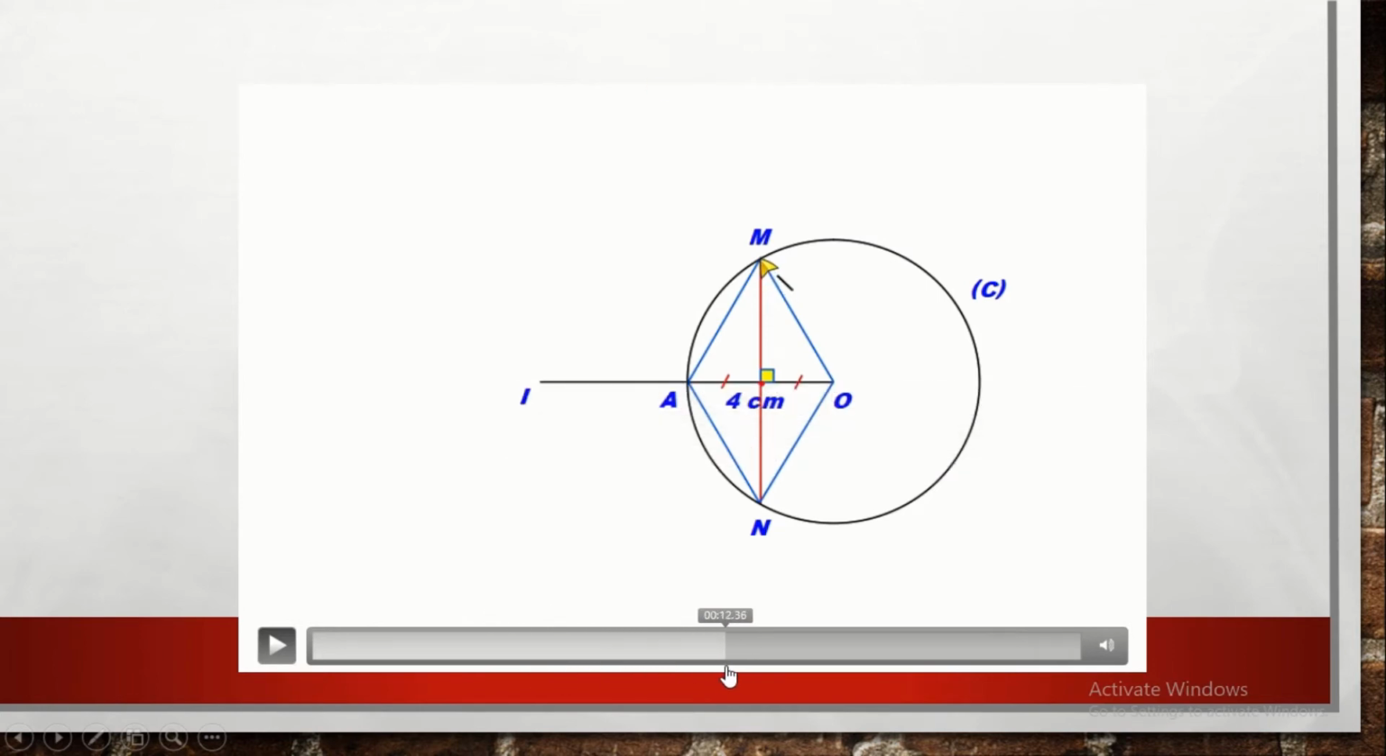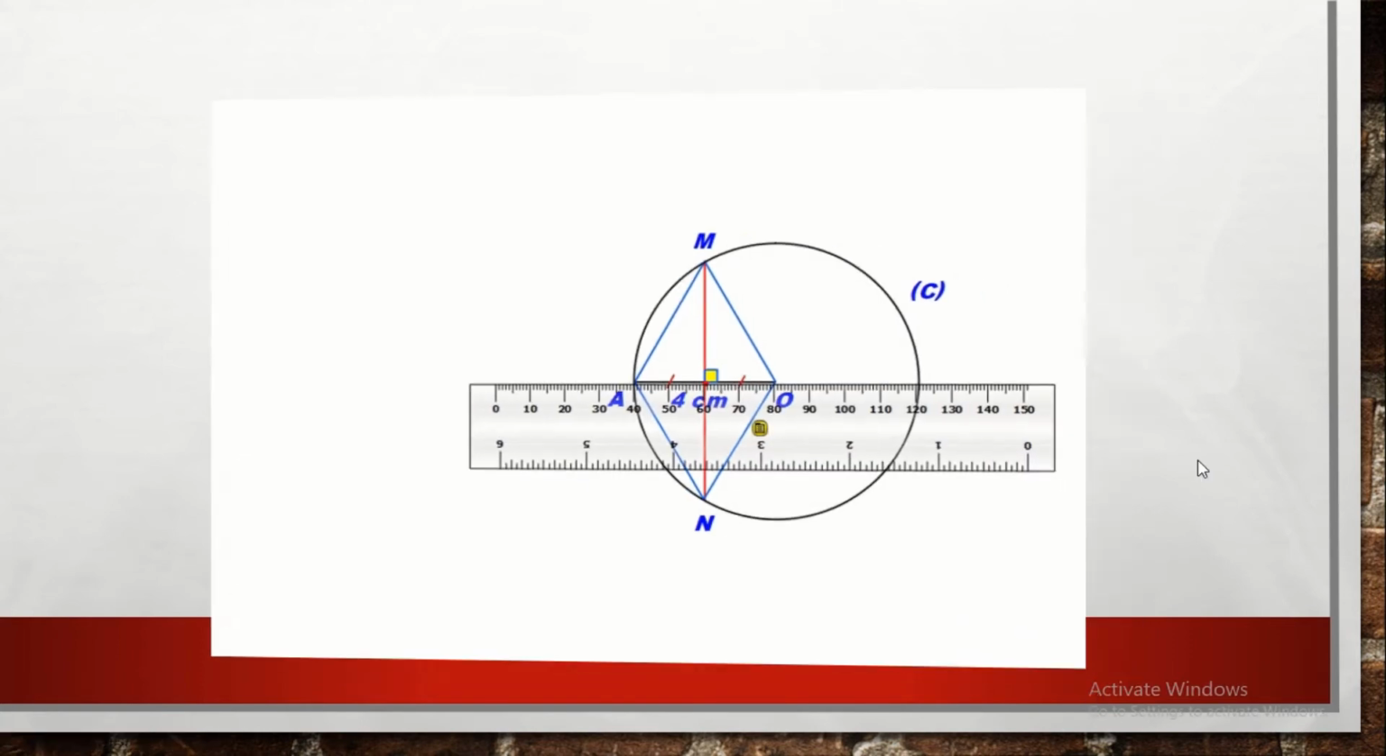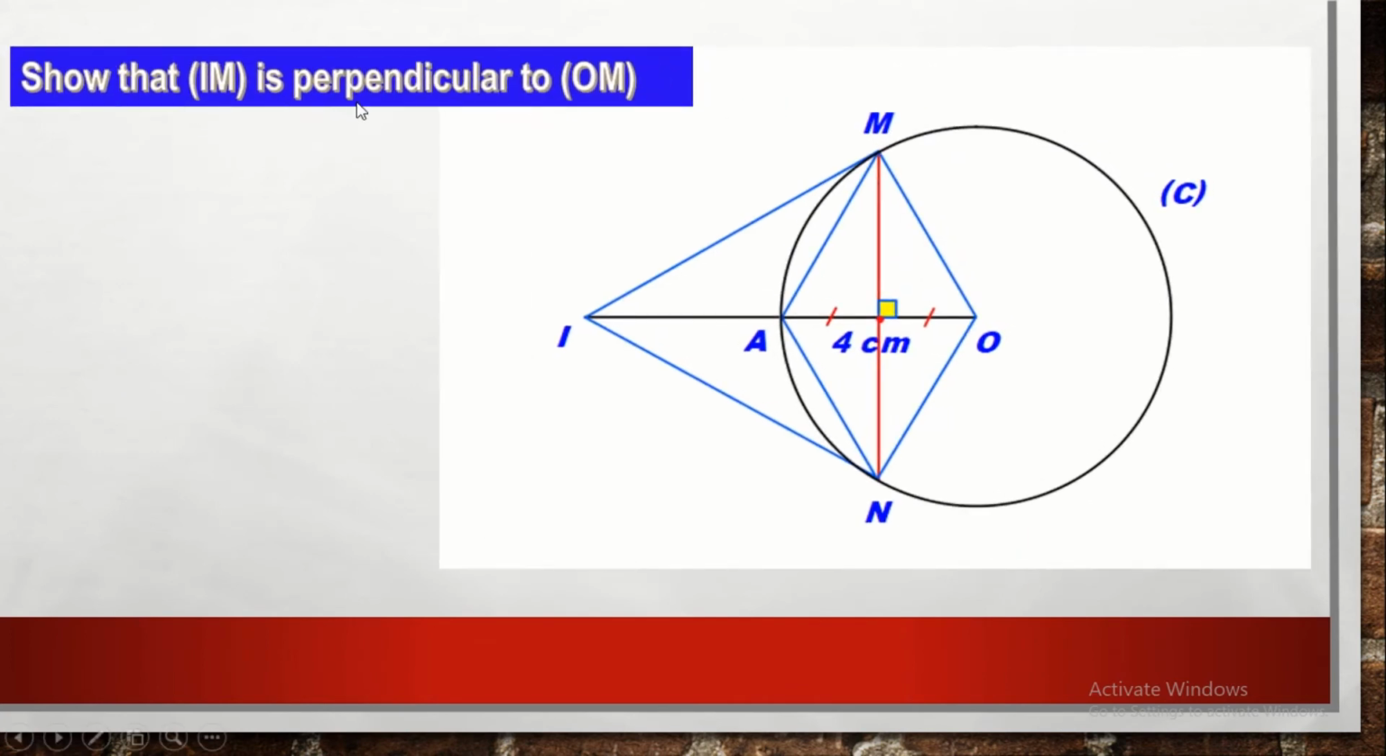Here we need to join IM and IN since they are asking us about them later. Now look at it. Show that IM is perpendicular to OM. How to prove that? We need to prove that this angle is 90 degrees. First, we should start analyzing our given. What did we draw in this part? We have drawn the symmetry of O with respect to A. So we produce it by the same length.